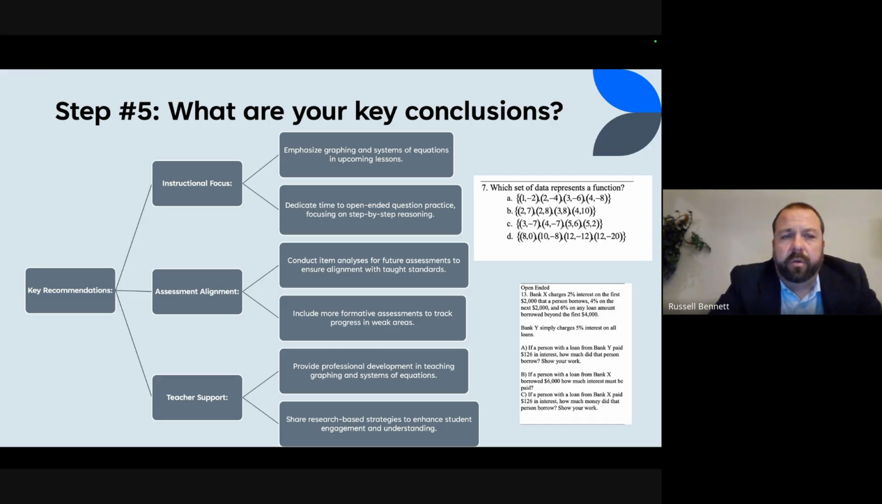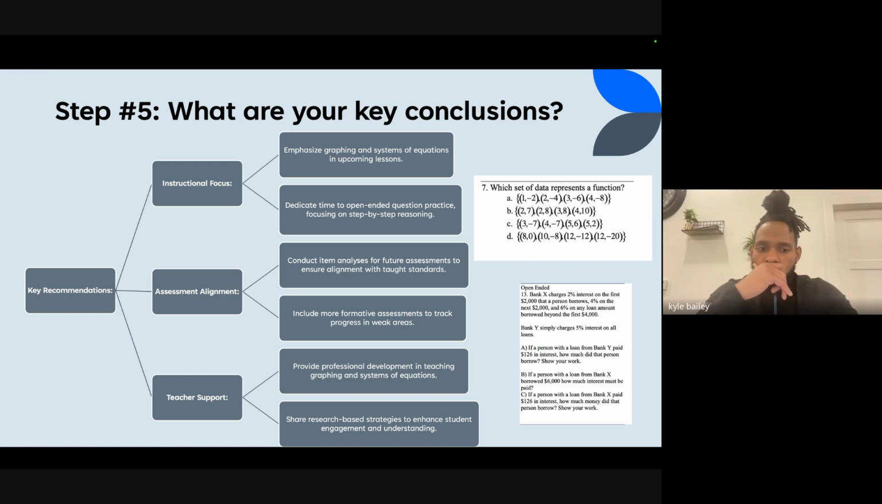Especially looking at it here, as you can see, we talked about in previous slides the instructional focus within that classroom. Maybe some of the conclusions we can take from this is that they can emphasize graphing and systems of equations in their lessons, and practice those going forward. And also, we talked about how 38% in open-ended questions. I really think dedicating the time to learning how to answer open-ended questions and having that extra practice will go a long way in helping their scores improve on future testing scores.